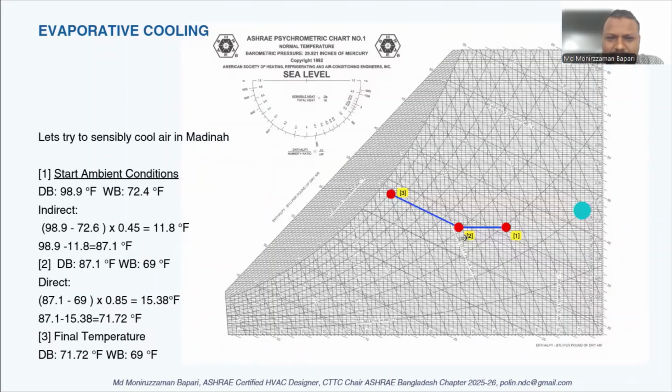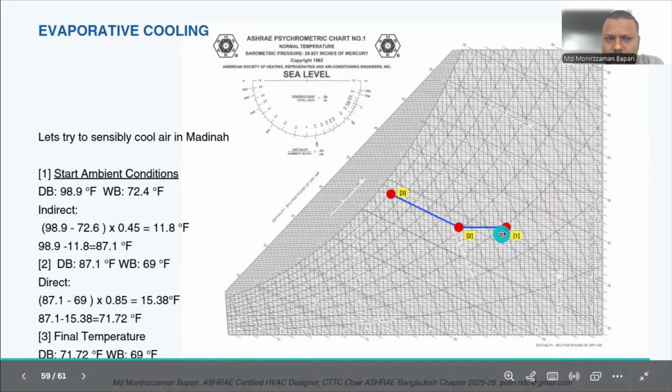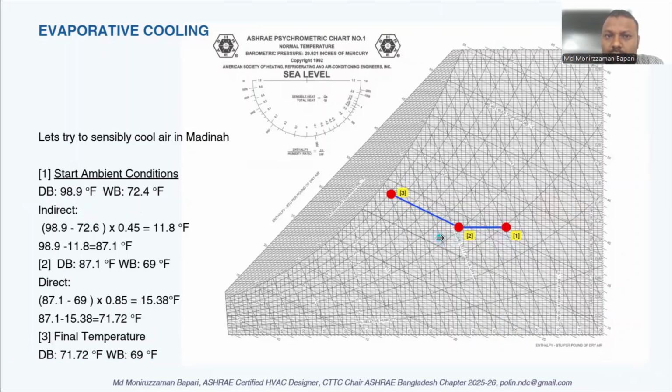Let's go to our favorite psychrometric chart from the ASHRAE. What we have is dry bulb 98.9 degrees Fahrenheit and wet bulb 72.4 degrees Fahrenheit. We plotted it here, number 1 point, the dry bulb and the wet bulb. Now, as we spray, the water temperature is at the wet bulb, 72.4 degrees Fahrenheit. And as we directly spray this water in the air, the sensible heat of the air tends to react first and take the temperature down.